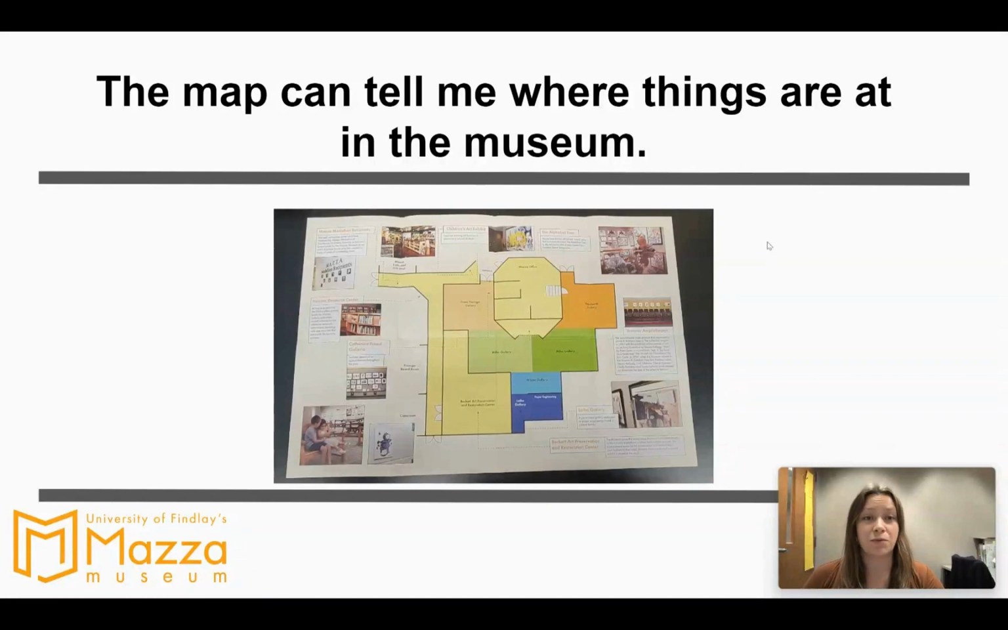The map can tell me where things are at in the museum. So what this does is it allows us to make a connection to if the docent or the host in the museum decides to share a map with the guest, right? This allows them to know, okay, it is okay that they are sharing this with me. I have a good understanding of the fact that what they're offering me is going to help me. So that may make them want to listen.